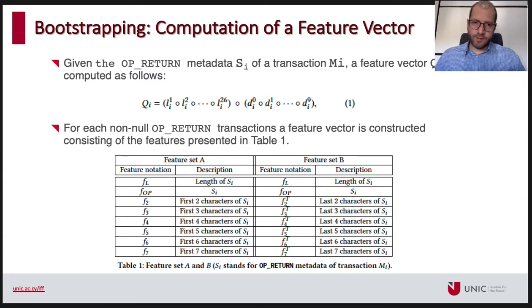Finally, from the op return metadata, we create feature vectors, and with regards to this, we then create a set Q as summaries of this respective metadata, and as such, we expect them to exhibit some regularities at the level of character unigrams, which are likely to be able to distinguish the issuing entities. Again, we do this for all the non-null op return transactions, and we construct a feature vector for each.